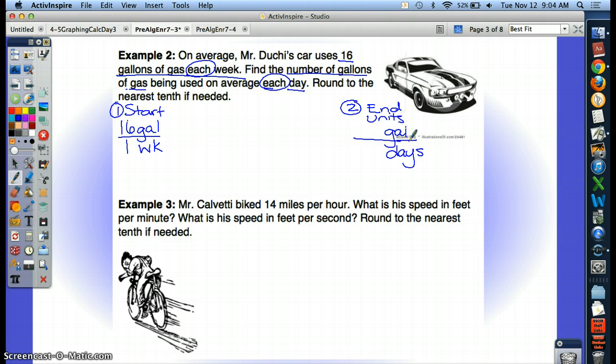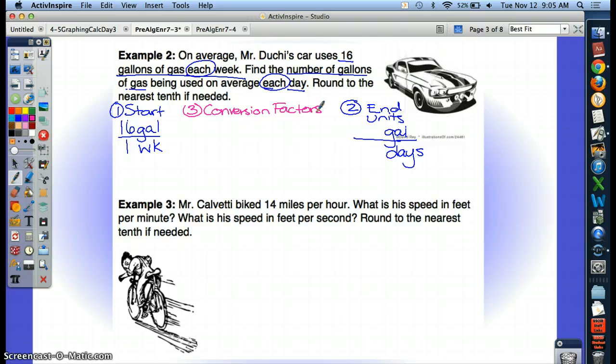So again, step one, write down what rate you're starting with. Step two, go all the way across the paper, write down what your end units are supposed to be. Now here's where the work starts to happen. Step three is going to be your conversion factors. You may need more than one, you may just need one. So that's why I say stretch all the way across the paper to leave room.